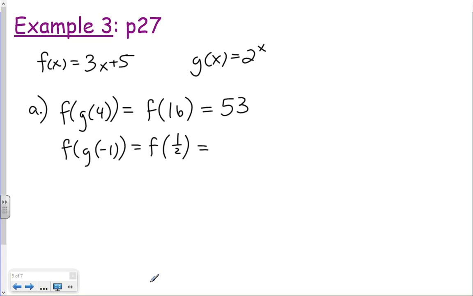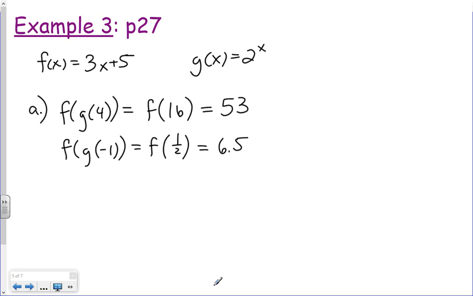And then when we plug in 1/2 into function f, 1/2 of 3 is 3/2, or 1.5 if you want to look at it that way. Plus 5 would give us 6.5, right? I'll write it as 6.5. Should be the value we end up with if we plug in negative 1 into f of g.